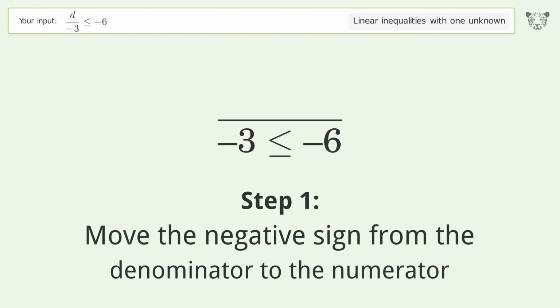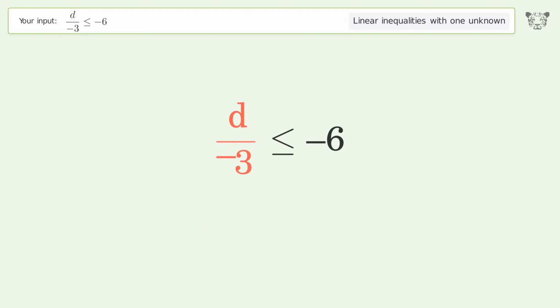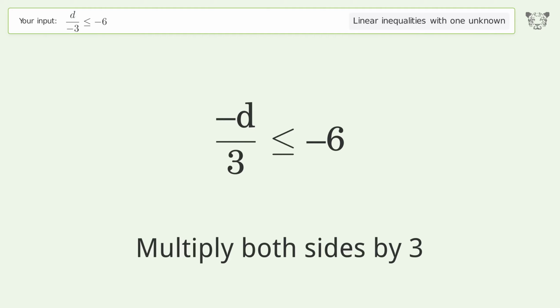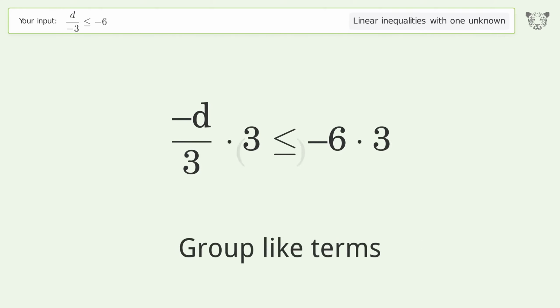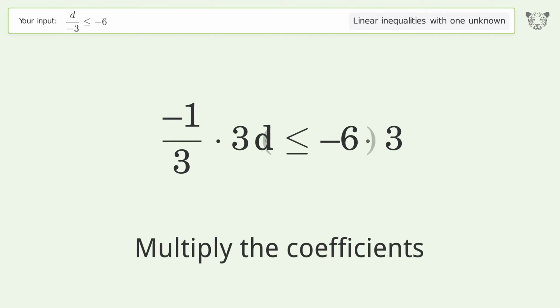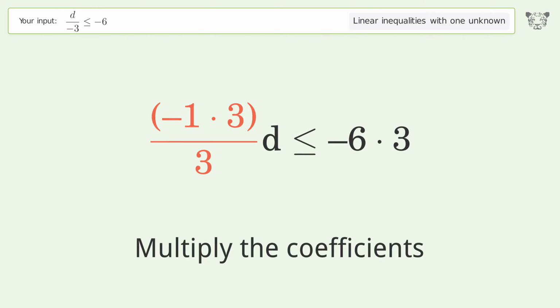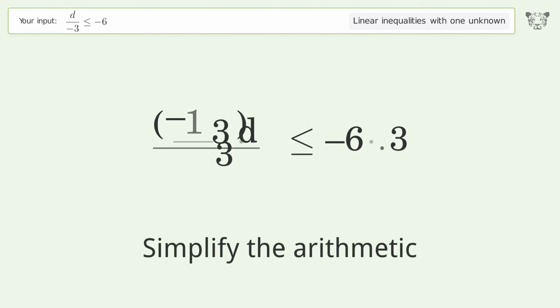Move the negative sign from the denominator to the numerator. Isolate the d. Multiply both sides by 3. Group like terms. Multiply the coefficients. Simplify the arithmetic.